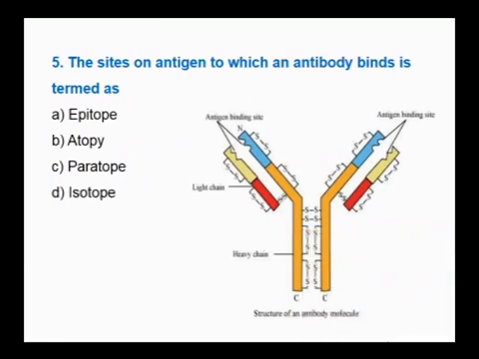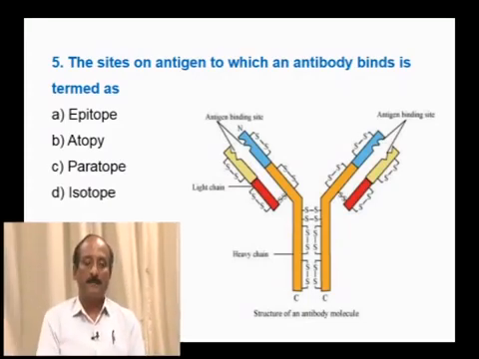Question number 5. The site on antigen to which an antibody binds is termed as epitope, atope, paratope, isotope. A site of antigen through which it binds with antibody is called epitope. But a region on antibody to which a specific antigen binds is called paratope. That means paratope is a part of antibody to which antigen binds.